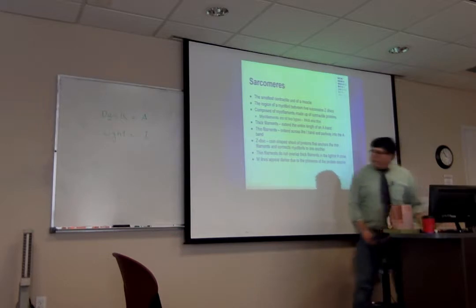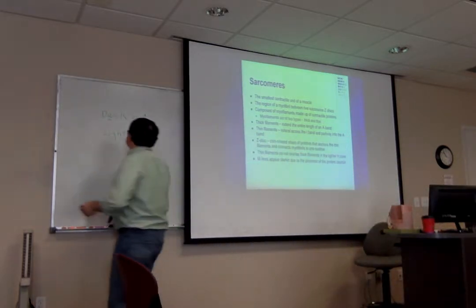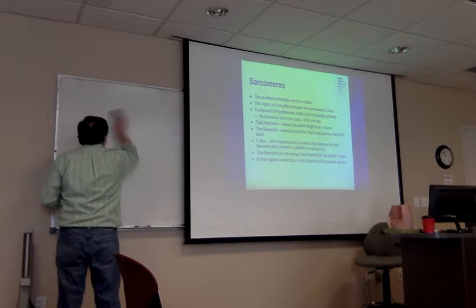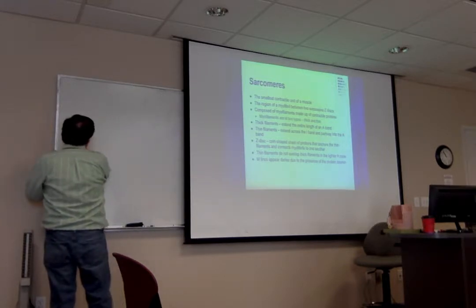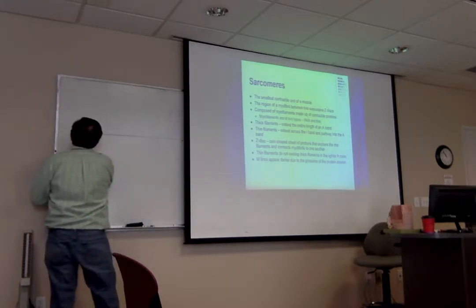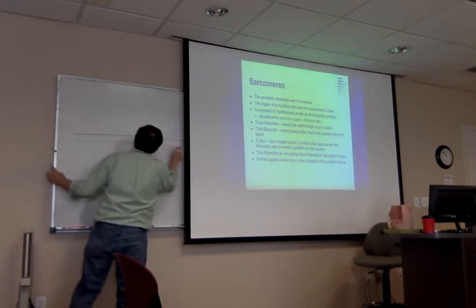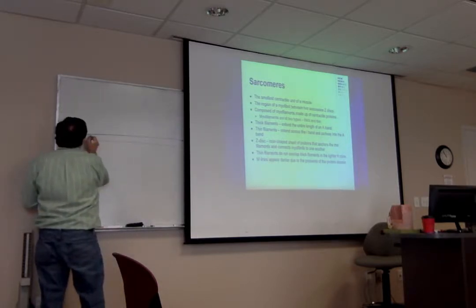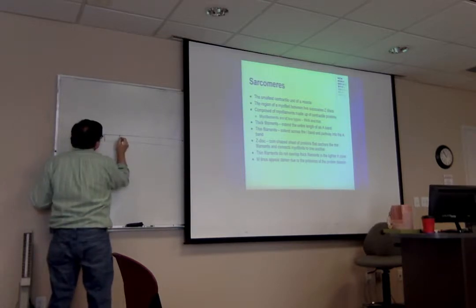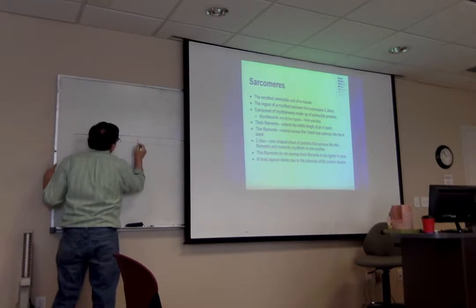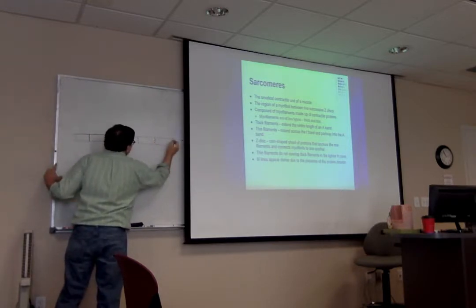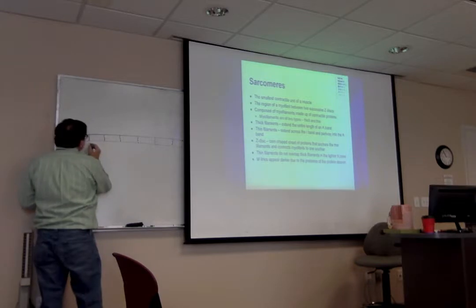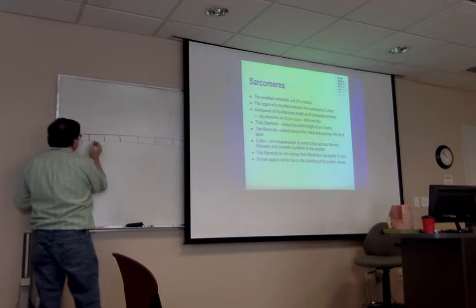Now, each of these myofibrils are these long rods. They are made up of smaller units called sarcomeres. Okay. A sarcomere is a contractile unit that extends from one Z disc to the next Z disc.